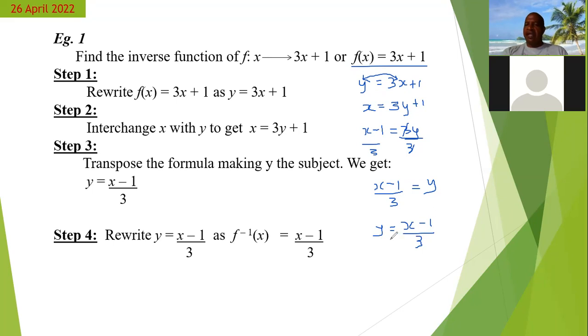So once we have this, the next step is to replace this y with the inverse function symbol. The inverse function symbol would be f to the minus 1 of x is equal to x minus 1 over 3. And so this is the last part of it. So this now is the inverse function.